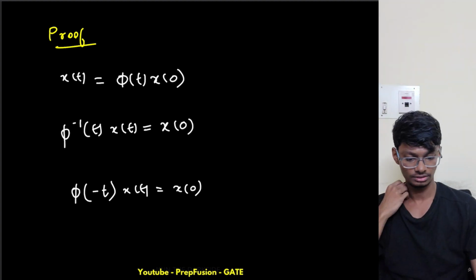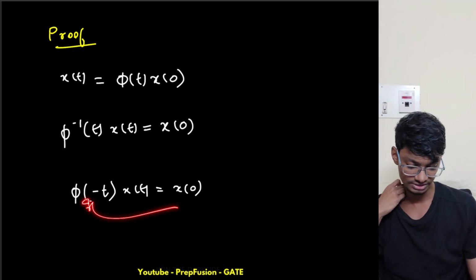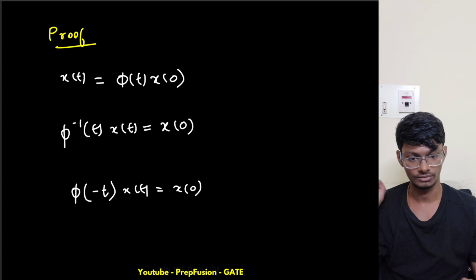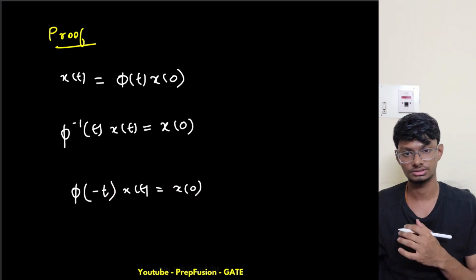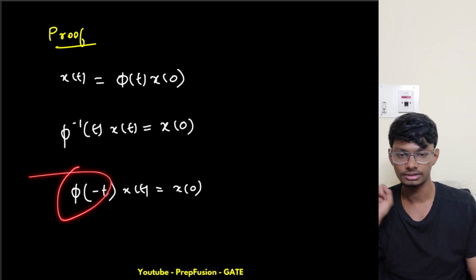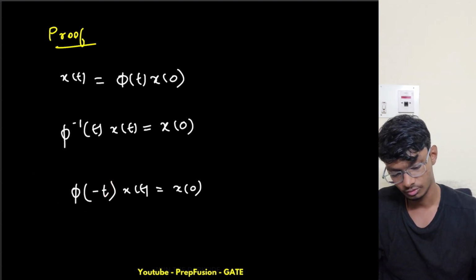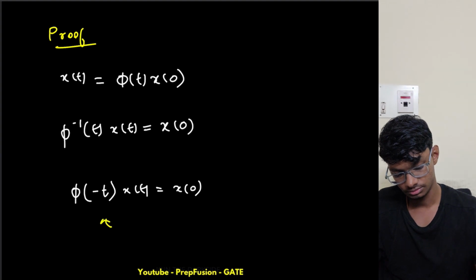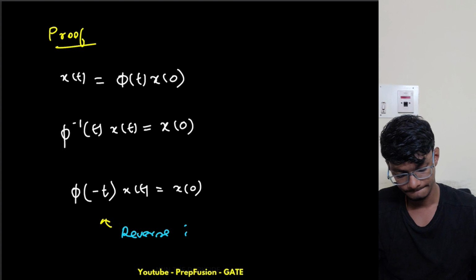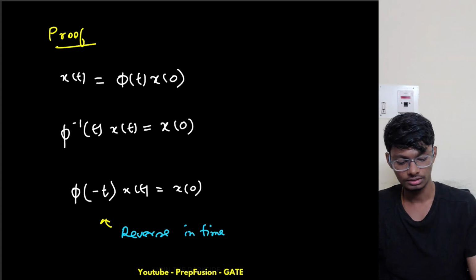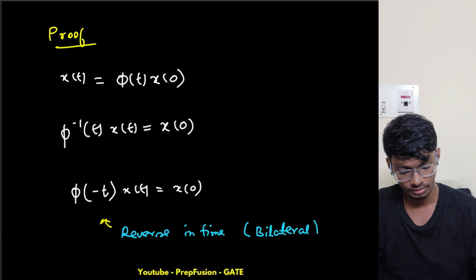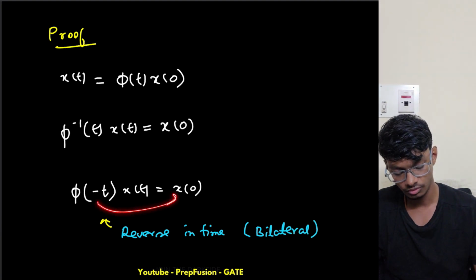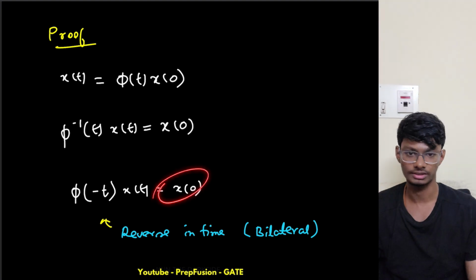So what does this mean? I'm going reverse in time. So I can find the state variable x of 0 if I know the state transition matrix at t equals minus t. So I'm going reverse in time. Okay, so this is bilateral. I can go from here to here also, or from here to here also. For both ends I can go.